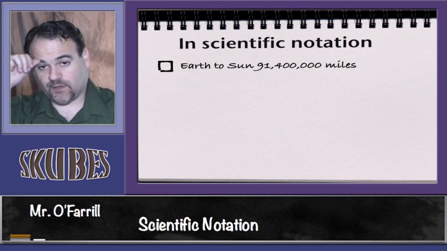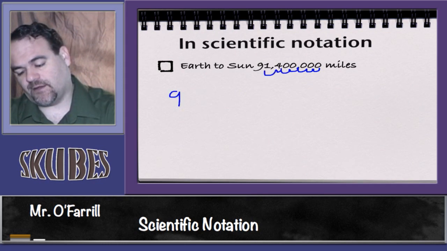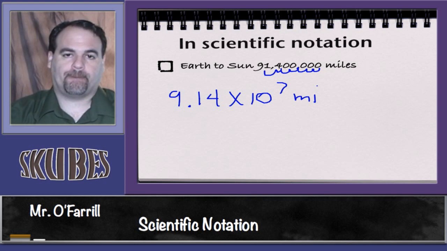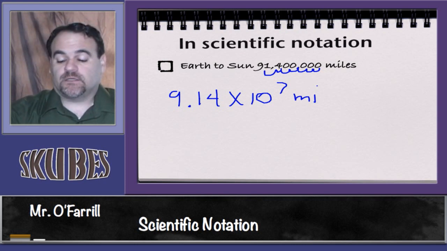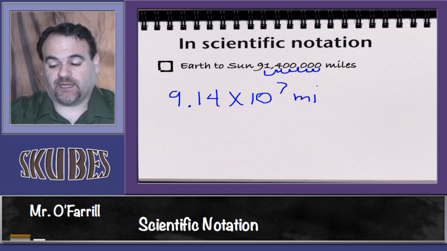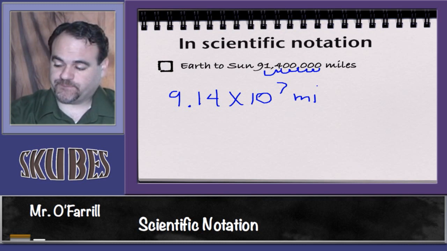And then the last one, the Earth to the Sun. 1, 2, 3, 4, 5, 6, 7 hops again. 9.14 times 10 to the 7th power miles. And there we go. Definitely working with a lot smaller numbers this time, rather than actually having to write out 91,400,000.